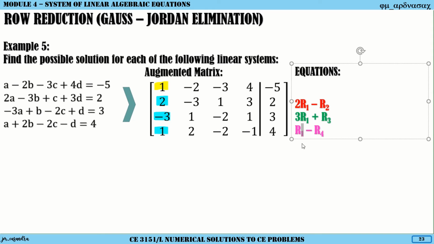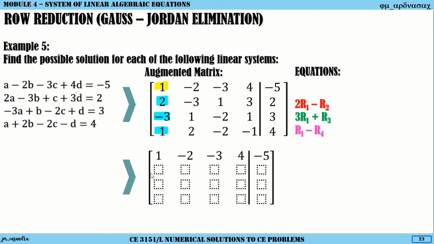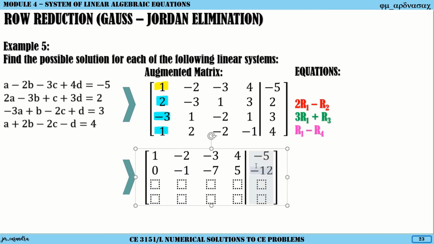So applying now these equations in our matrix, we will now arrive at the following. For the second row, that will now be equivalent to 0, then we have -1, -7, 5, and -12.